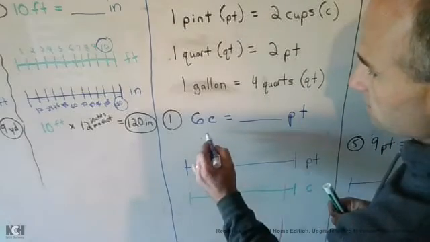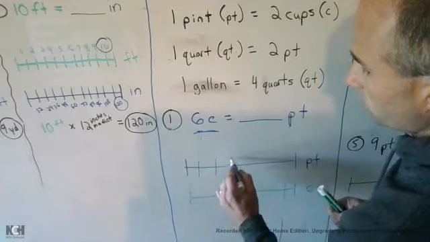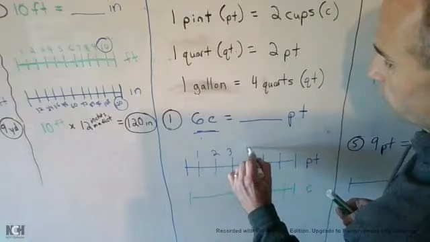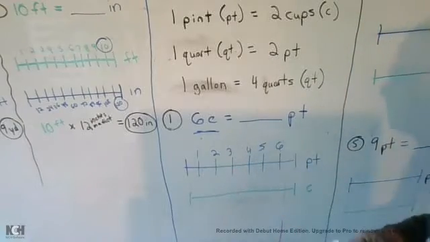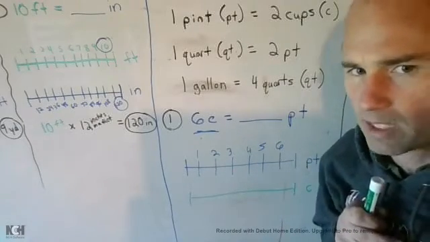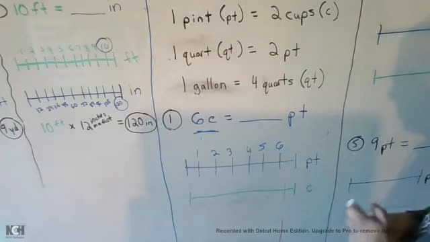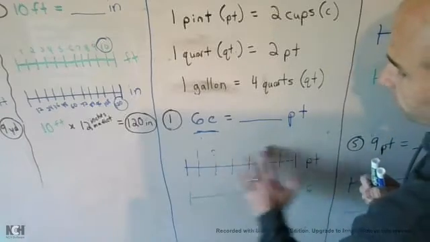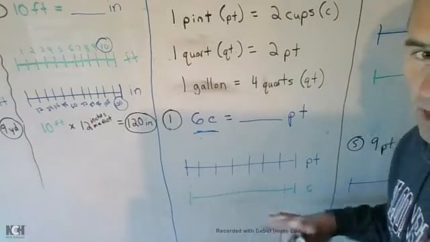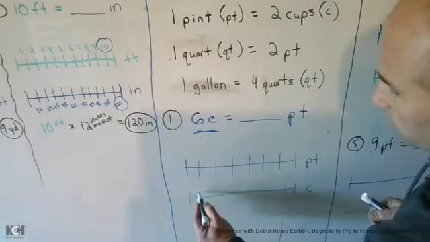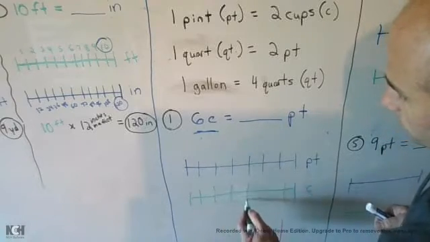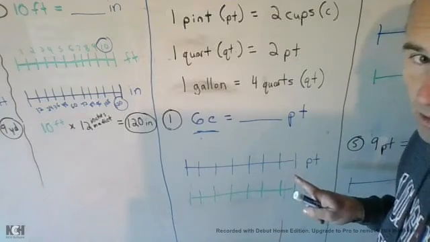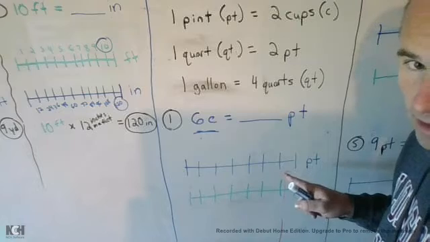So I have 6 cups here. 1, 2, 3, 4, 5, 6. 1, 2, 3, 4, 5, 6 pints. Did I say cups? I meant 6 pints. No, I said 2 cups. So that would be the incorrect way of doing it. If I'm starting off with my number line down here, it needs to be down here. But I will have 6 slashes up here because I only want to go to 6.